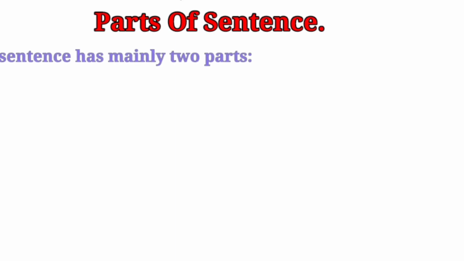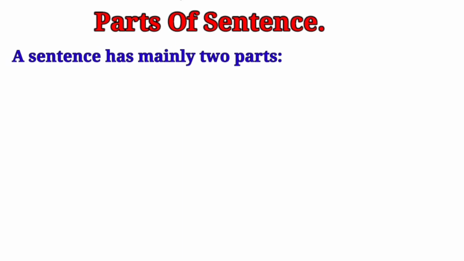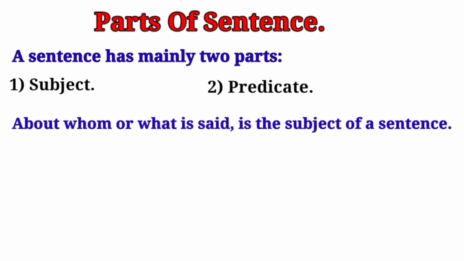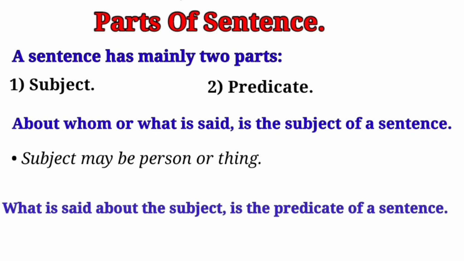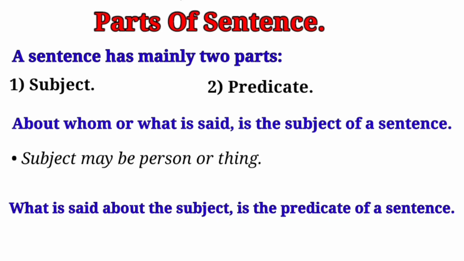So, parts of a sentence. A sentence has mainly two parts, subject and predicate. About whom or what is said is the subject of a sentence. Subject may be a person or thing, and what is said about the subject is the predicate of a sentence. To make it more clear, let's take some examples.